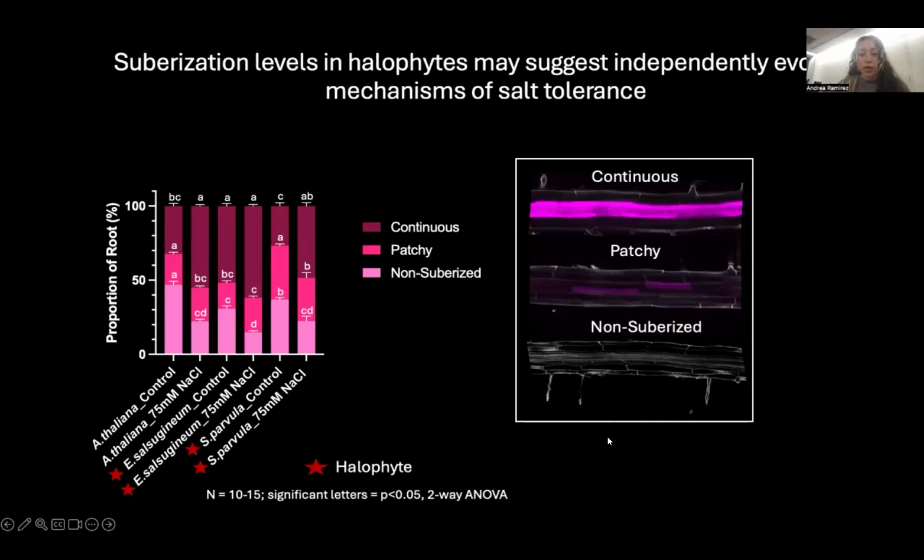So to me, this suggested that these species may have independently evolved mechanisms of salt tolerance, with parvula showing more plasticity in response to salt, and Eutrema showing high endogenous levels of suberin, demonstrating this kind of pre-acclimated or stress-ready state.